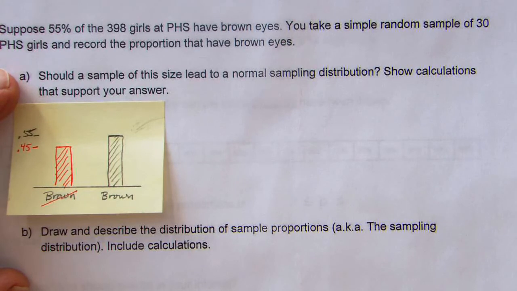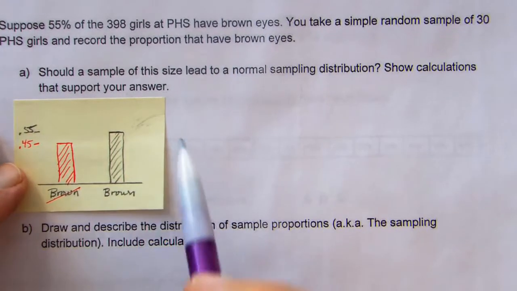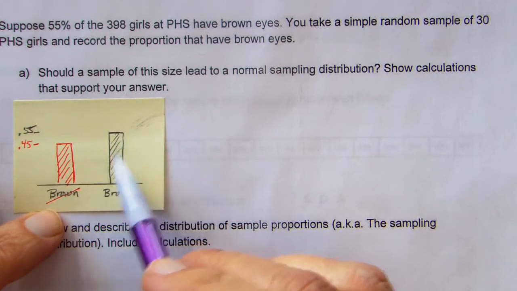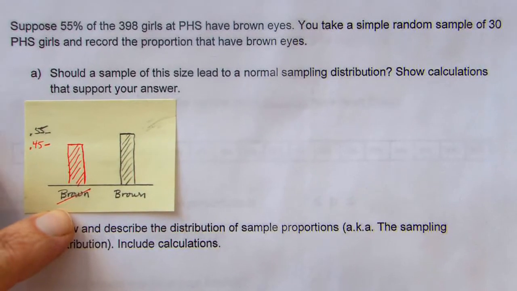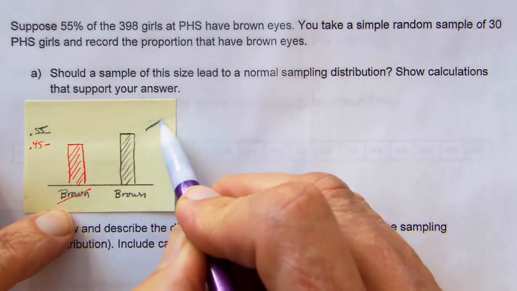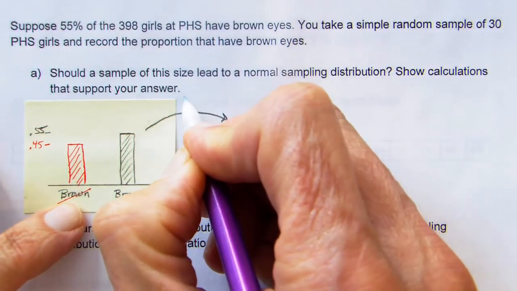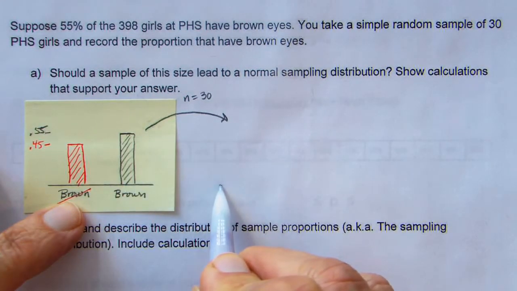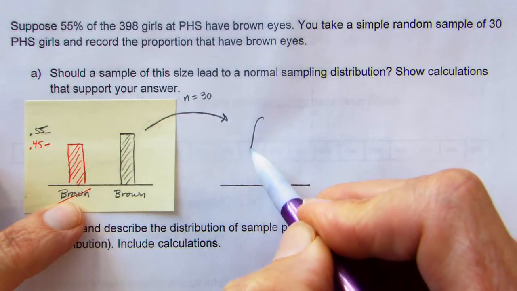All right, let's turn off Van here, and then we get into the stats. So here's our population: 55% of the girls have brown eyes, 45% do not. We're going to sample 30 from here, so n equals 30. And we'd like to know, is this going to generate a normal sampling distribution?